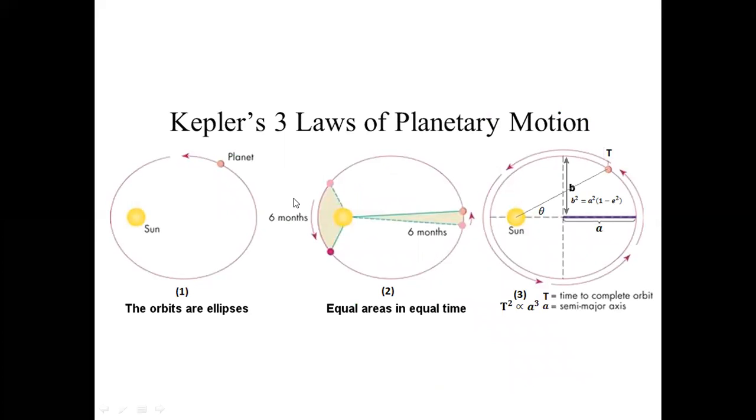So this is the combination of the three laws of Kepler's law of planetary motion. This is the orbital law. This is the equal area in equal time, and this is the time period law.